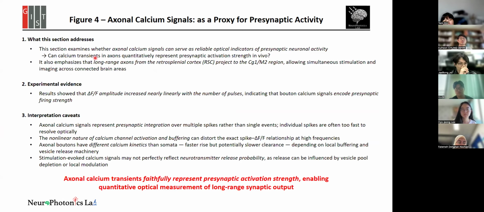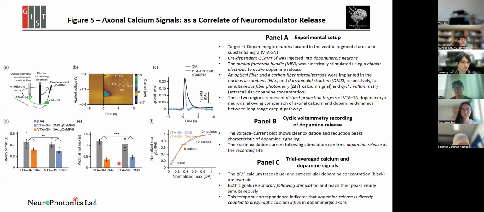So this section examines whether axonal calcium signals can serve as reliable indicators of presynaptic neuronal activity, and by the experimental evidence, we can conclude that axonal calcium transients faithfully represent presynaptic activation strengths, enabling quantitative optical measurement of long-range synaptic output. And here, figure 5 presents an experiment designed to examine how accurately axonal calcium signals in dopamine neurons reflect actual neuromodulator release, specifically dopamine release.